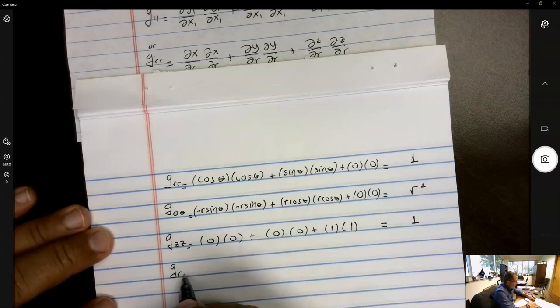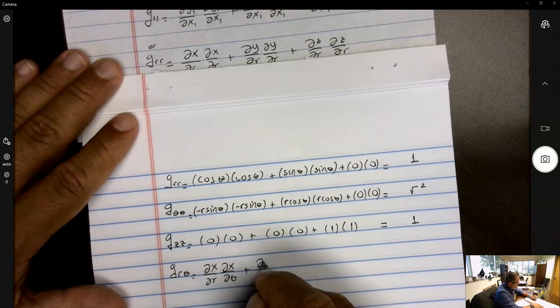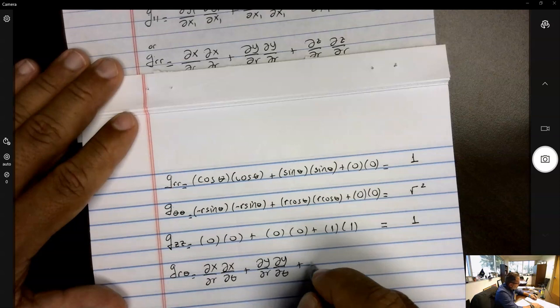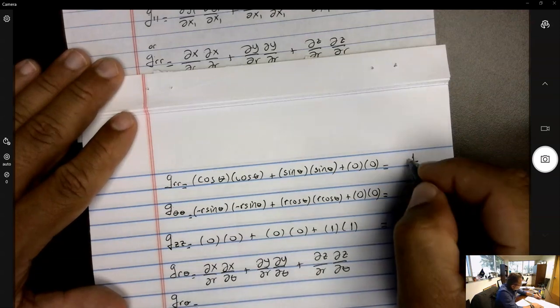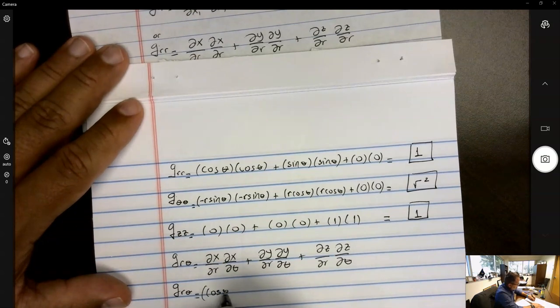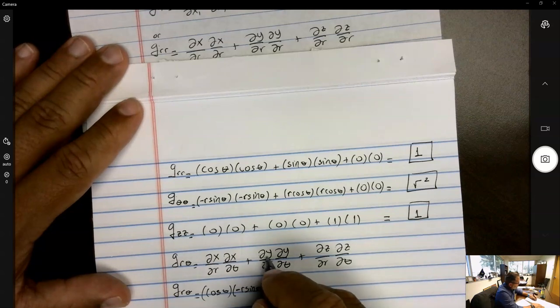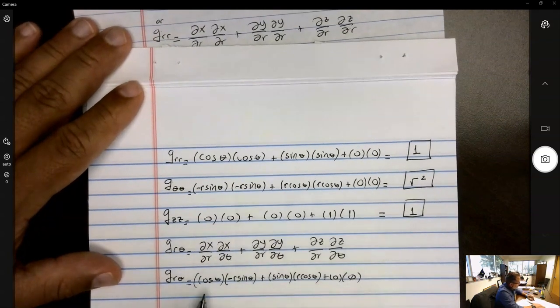Let's start with g r theta, for example. Let's write it out. It would be dx dr dx d theta plus dy dr dy d theta plus dz dr dz d theta. So g r theta, let's just box this. dx dr is the cosine of theta. dx d theta is minus r sine theta. Plus dy dr is equal to the sine of theta. And dy d theta is equal to r cosine of theta. dz dr is equal to 0. And dz d theta is equal to 0. So here we have r sine theta cosine theta negative and r sine theta cosine theta positive. So this is 0.